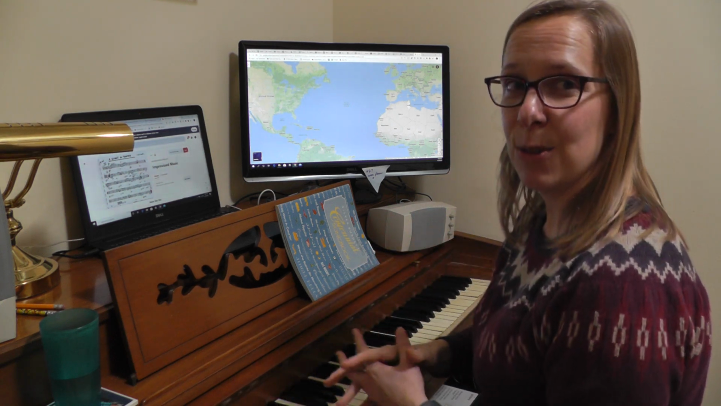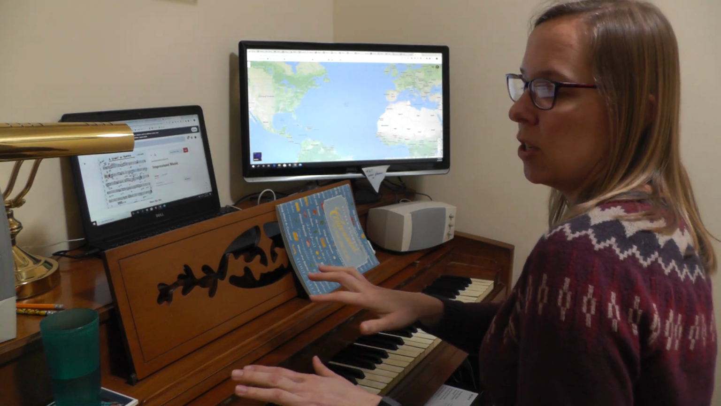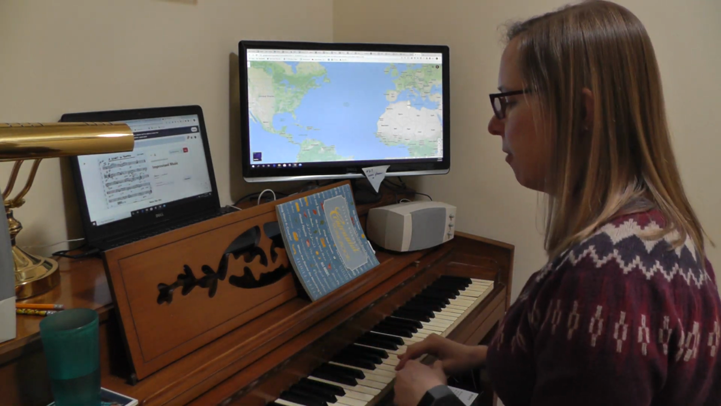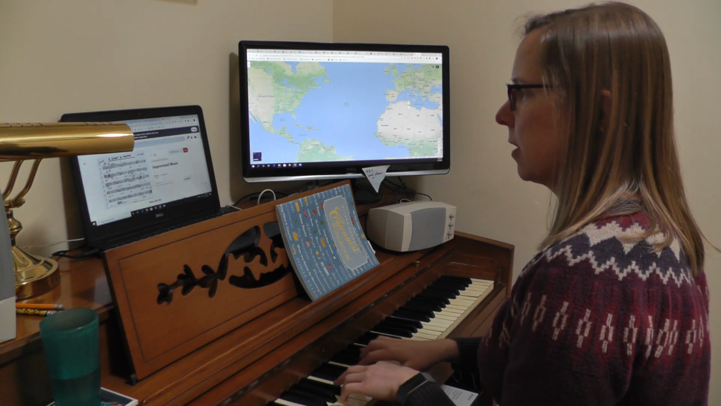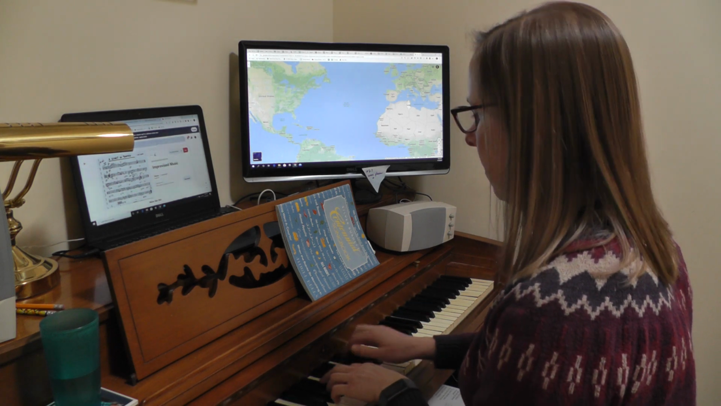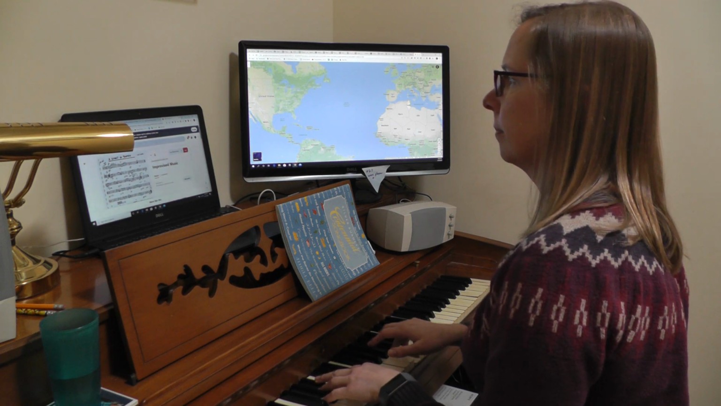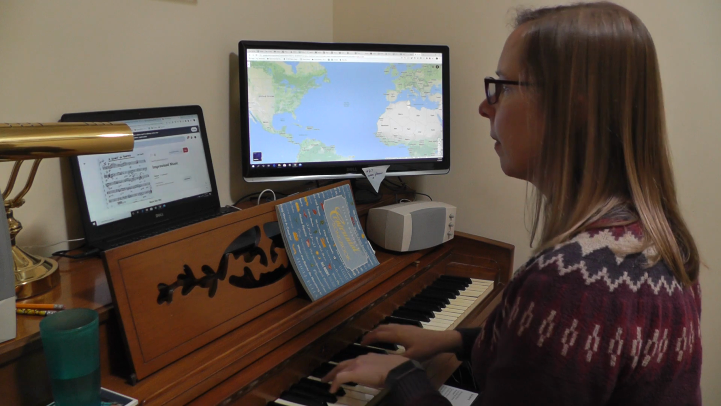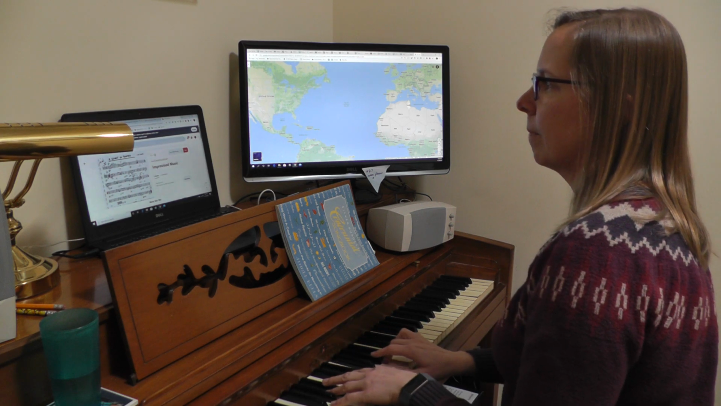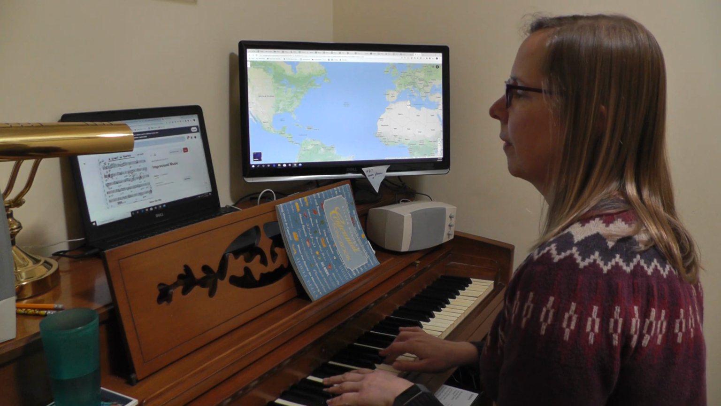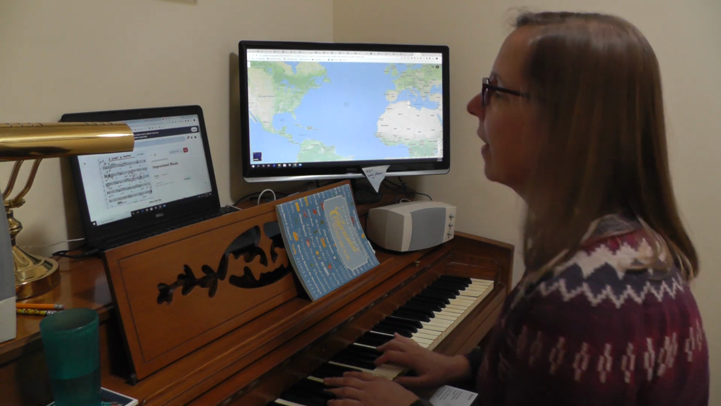And this piece uses a really cool character. It switches between a straight eighth note shuffle, and it's very disjunct. And then it switches to swinging.